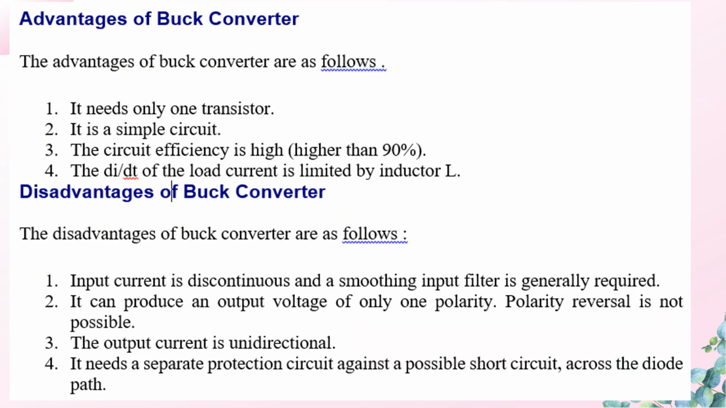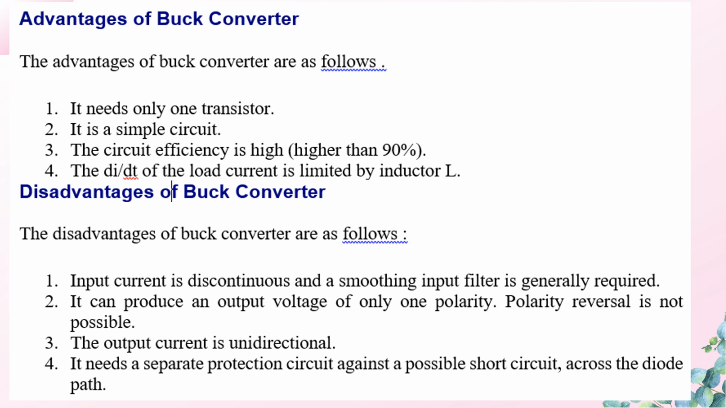Now let's see the advantages of the buck converter. It needs only one transistor and it is a simple circuit. The circuit efficiency is high and it is more than 90%. The di by dt of the load current is limited by the inductor L.